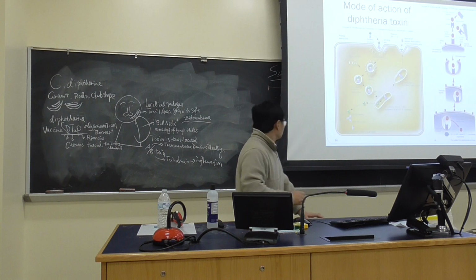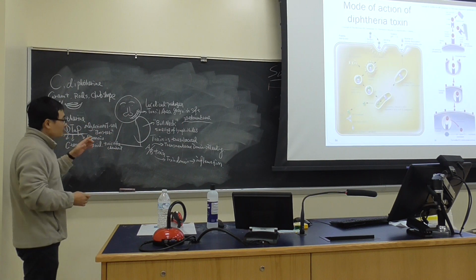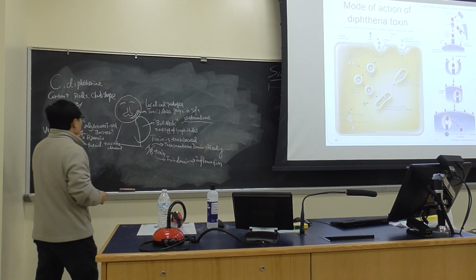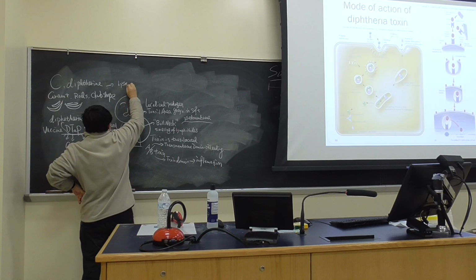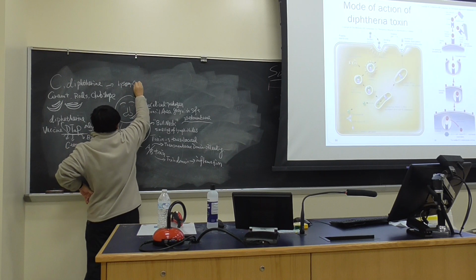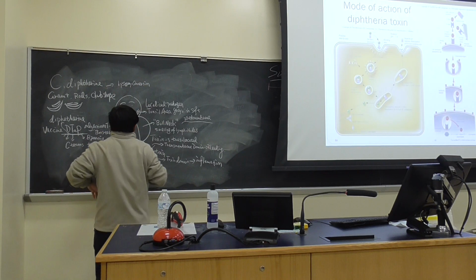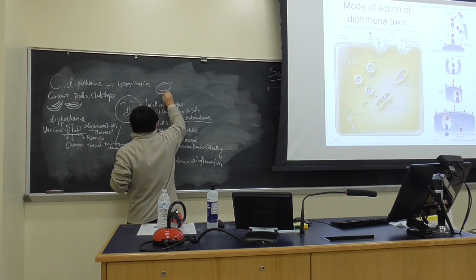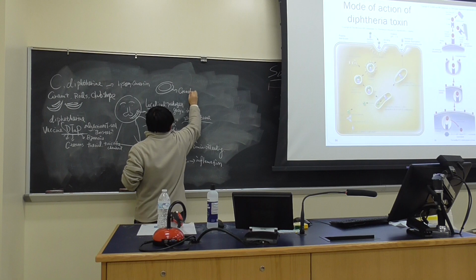Now, Corynebacterium diphtheriae, why does this one have it? Why do they have this one? They talk about the theory called lysogenic conversion. So what this theory is, a long time ago, there was a bacteria called Corynebacteria.